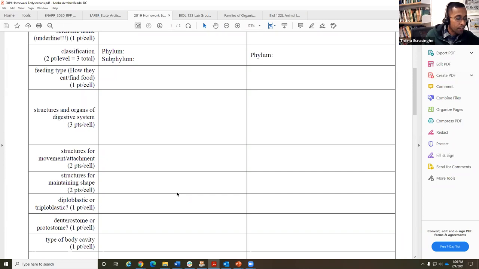And then, are they diploblastic or triploblastic? They have three germinal layers. That's how I started. So what are they? Triploblastic. Very good. Both of them are triploblastic. Deuterostome or protostome? I very first started and mentioned what they are. Mouth first or anus first? Protostome, mouth first, correct. Structures and organs of reproduction.